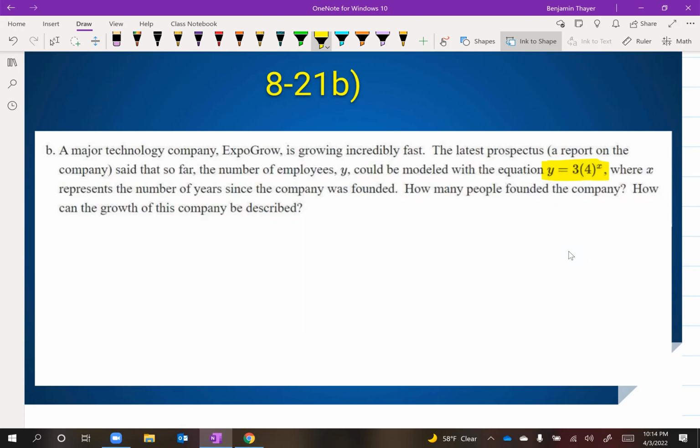We just need to answer, looking at that equation, how many people founded the company and how can the growth of this company be described? If you remember the previous example, that first part of our equation was that drop height. That was where we begin. That's your y-intercept. So in this equation, y equals 3 times 4 to the x, this is also where we begin. Or in this situation, we can say 3 people founded this company.